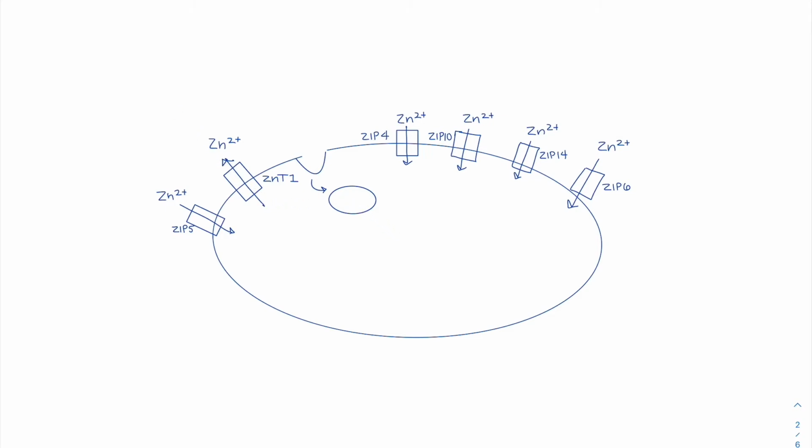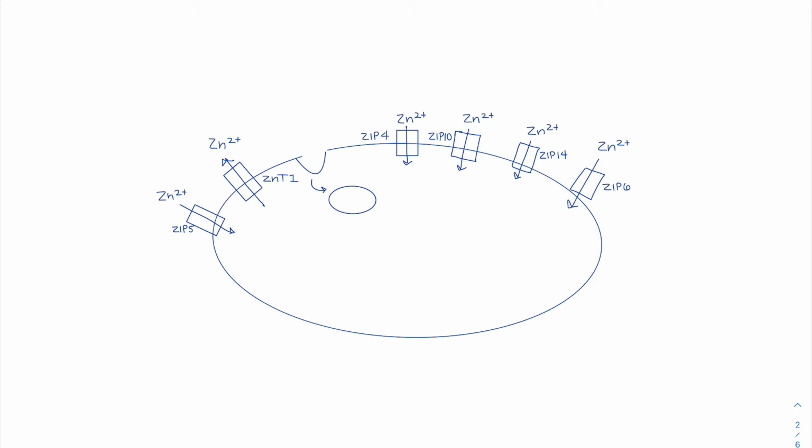And here we have, this is showing that zinc can enter even when it's bound to albumin through endocytosis. So it can come in through endocytosis bound to albumin or through these ZIPs.